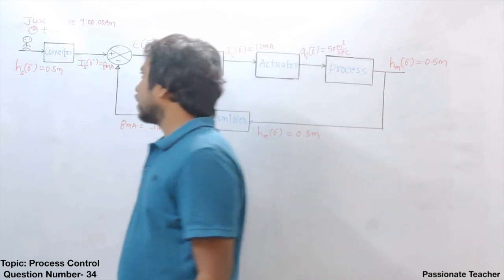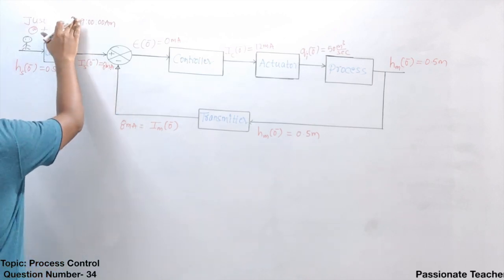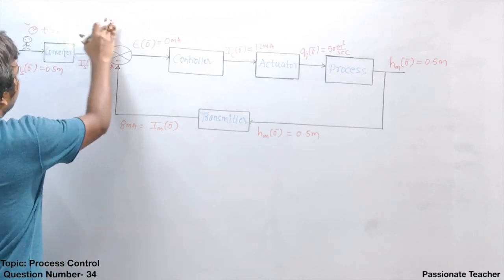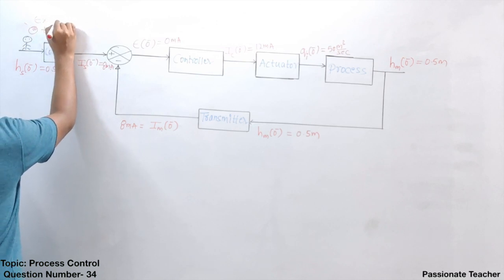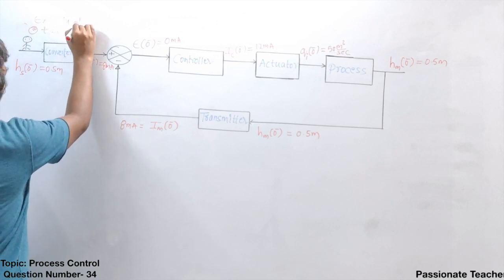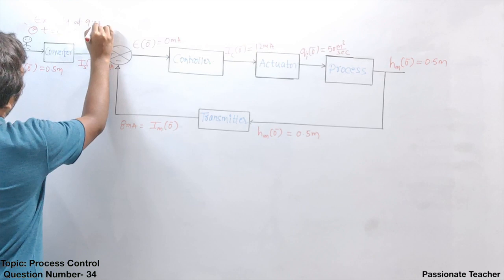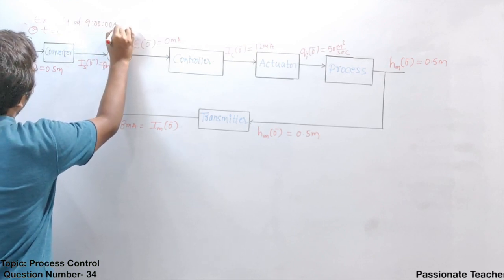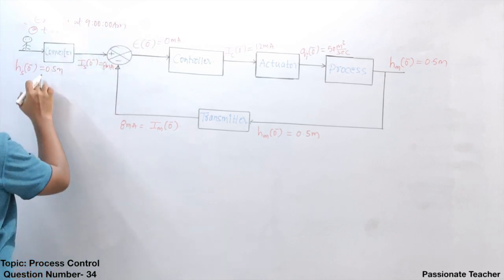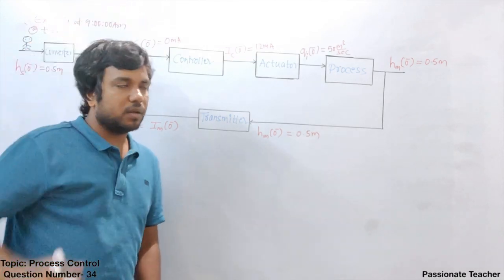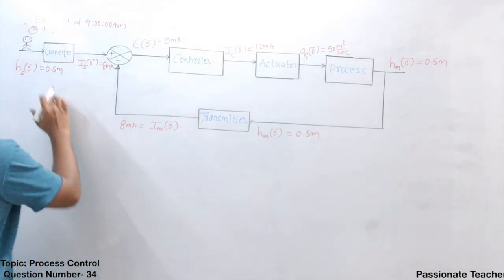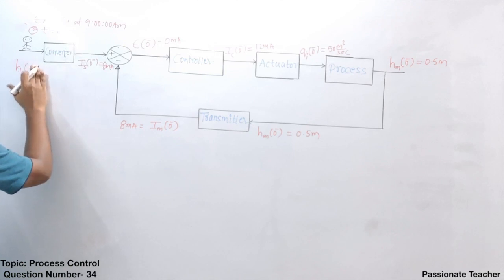But exactly at 9 am, right? Exactly at 9 am means t is equal to 0 seconds. We have changed the set point, right? We have increased the set point by another 0.5 meter. So how can H of t look now?